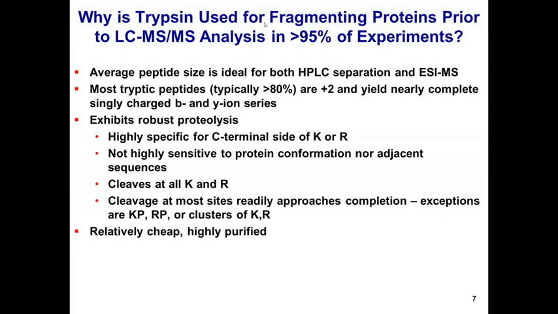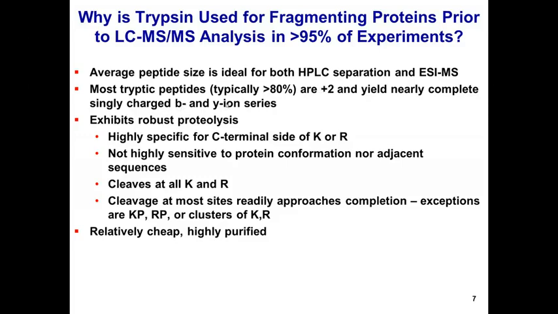We briefly mentioned that proteolysis is frequently performed using trypsin. One question is, why is it a popular choice for LC-MS/MS analysis? One reason is that the average peptide size is ideal for both reverse phase HPLC separations as well as for ESI mass spectrometry. That is, the average peptide is neither too small or too large to be effectively separated and analyzed by an LC-MS/MS experiment.